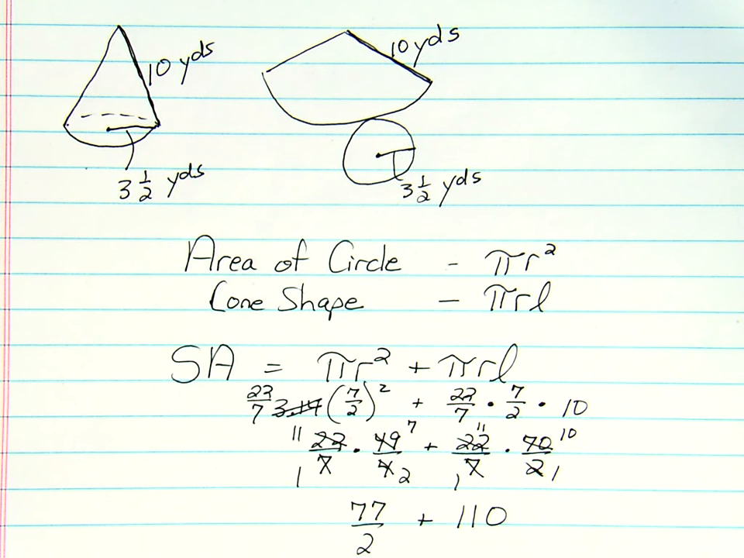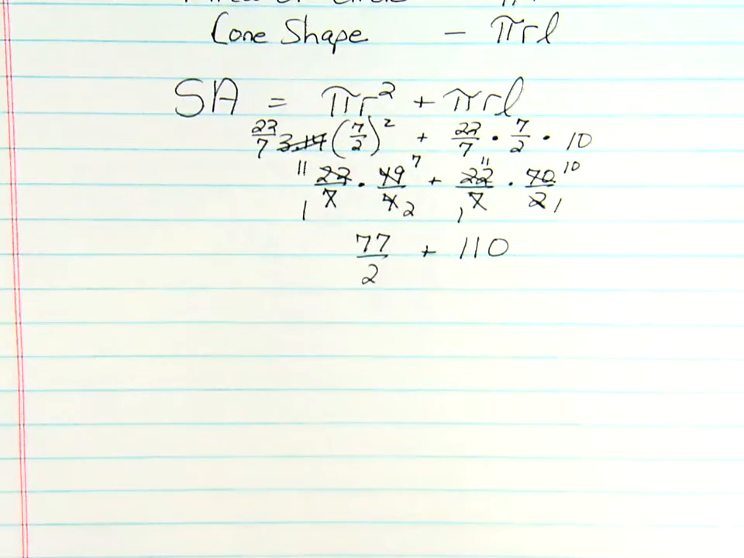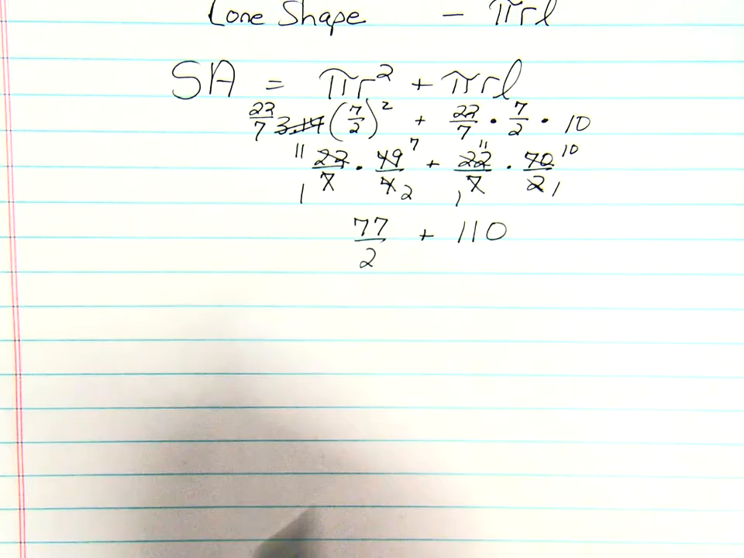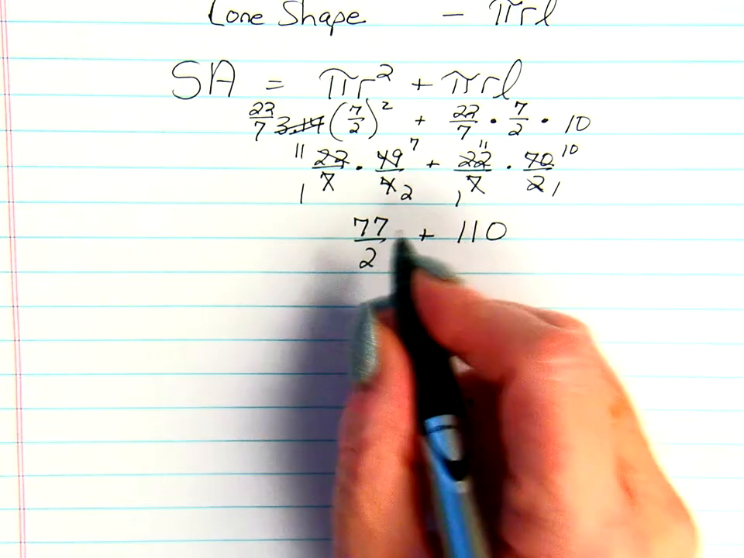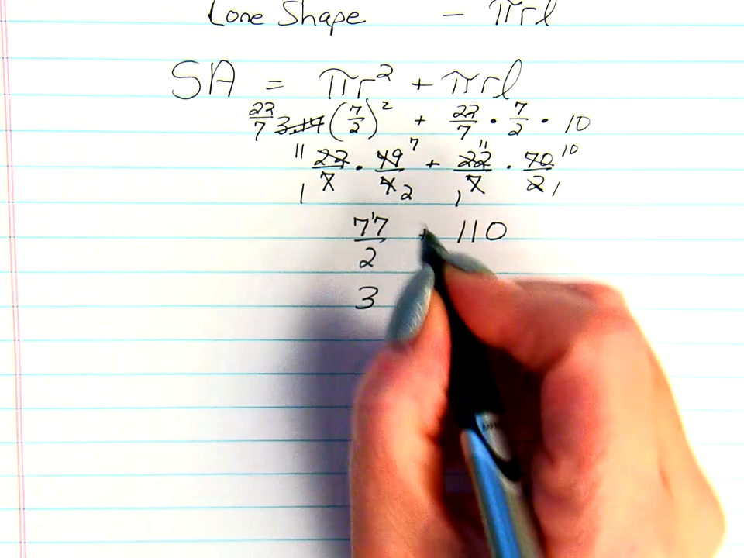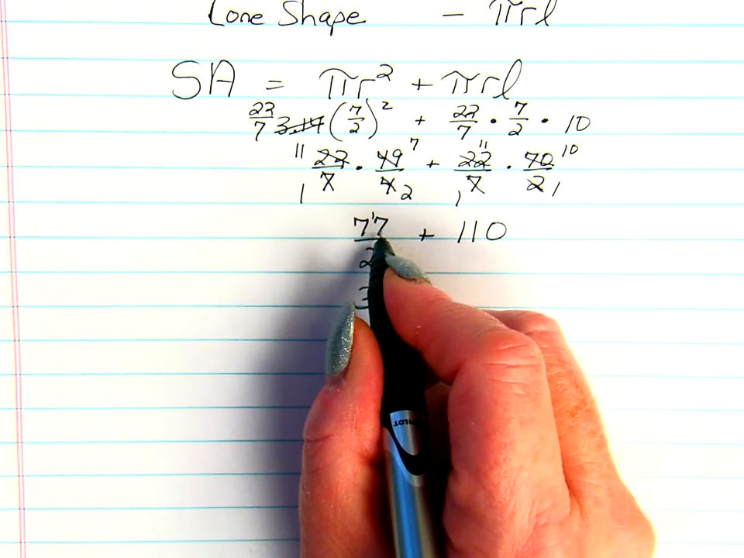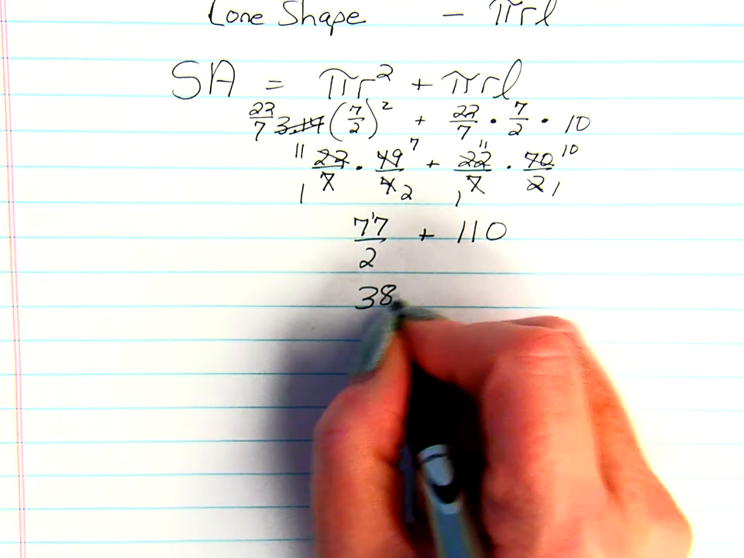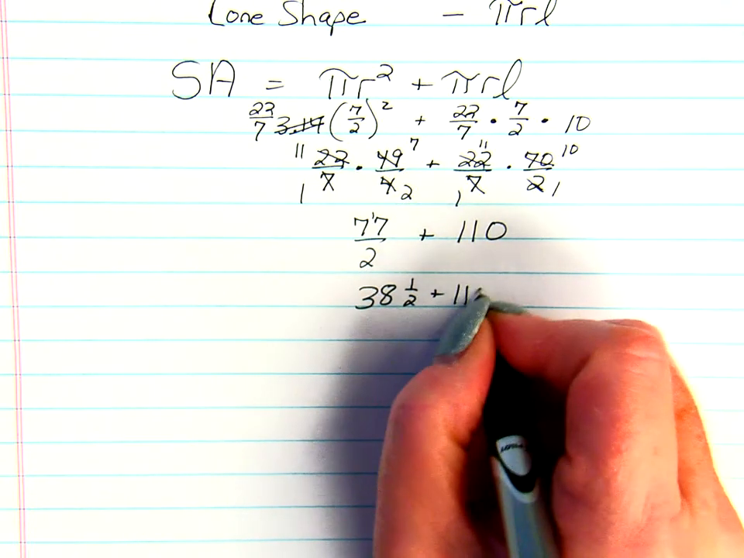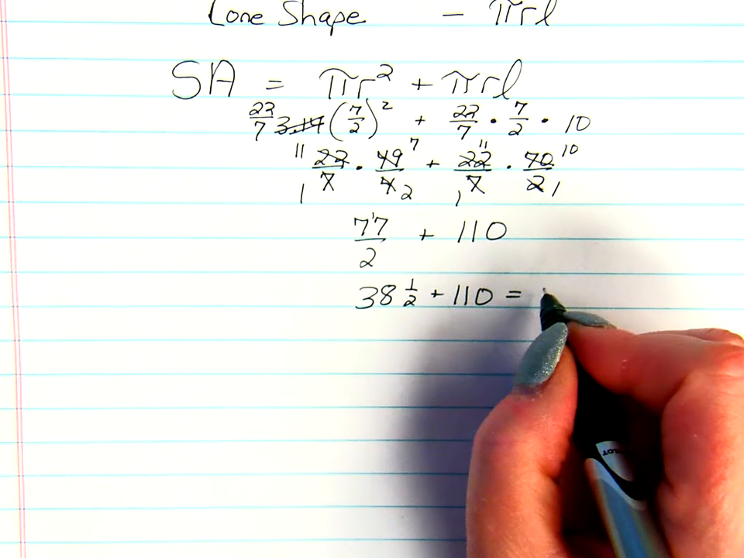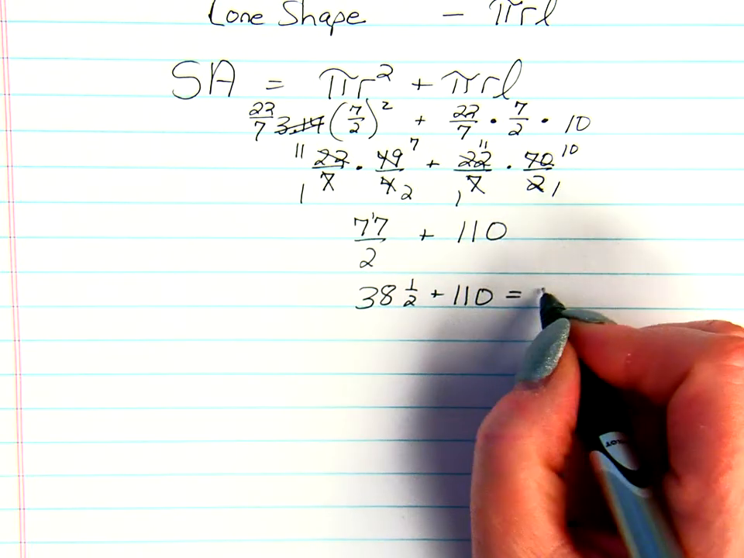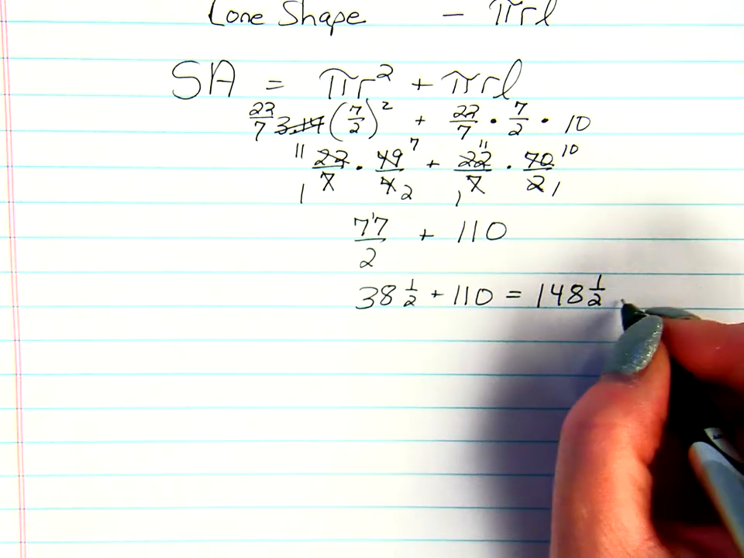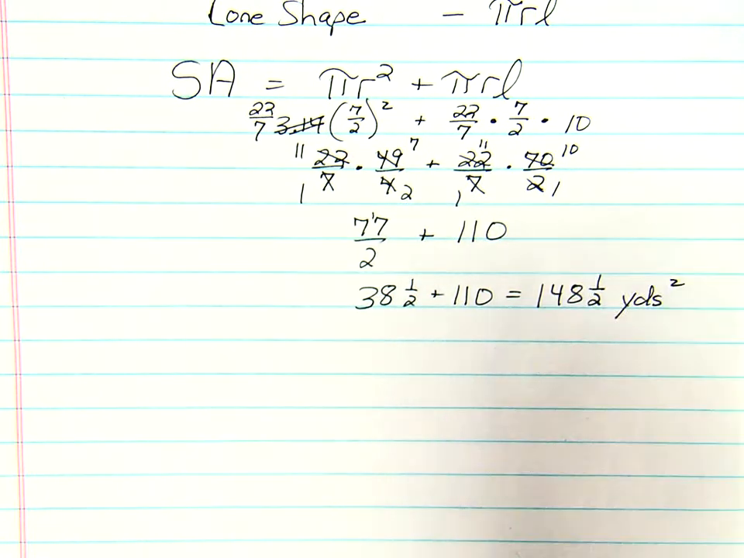Oh, I'm having fun with this. I hope you're enjoying using fractions, because fractions definitely are our friends. Now I'm going to go ahead and convert this. I've got to add this to my 110. So 2 goes into 7 3 times with 1 left over. Goes into 17 8 times with 1 left over. So 38 1/2 plus 110 is equal to 148 1/2, and it is yards squared.